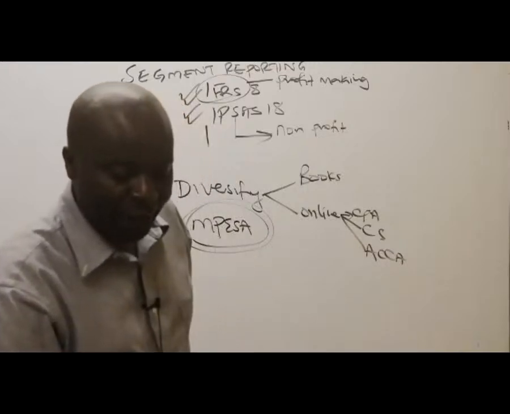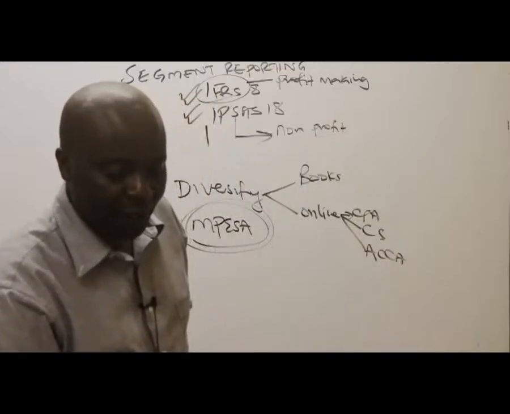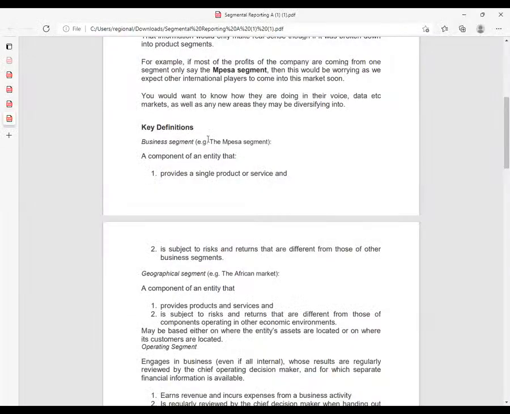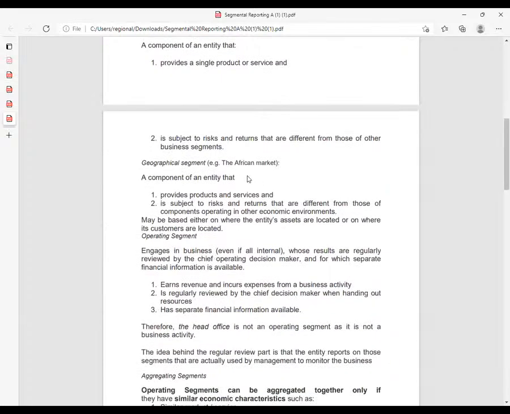Okay, so here we are. Ladies and gentlemen, here we are saying a business segment, like the M-Pesa segment, is basically a department. It's a component of an entity that provides a single product or service and is subject to risks and returns that are different from those of other business segments. Geographical segment, like now the region, like the African market: a component of an entity that provides product and services and is subject to risks and returns that are different from those of components operating in other economic environments.